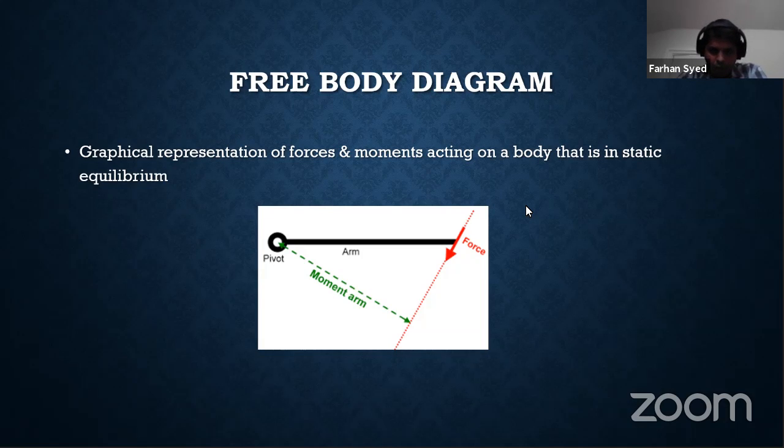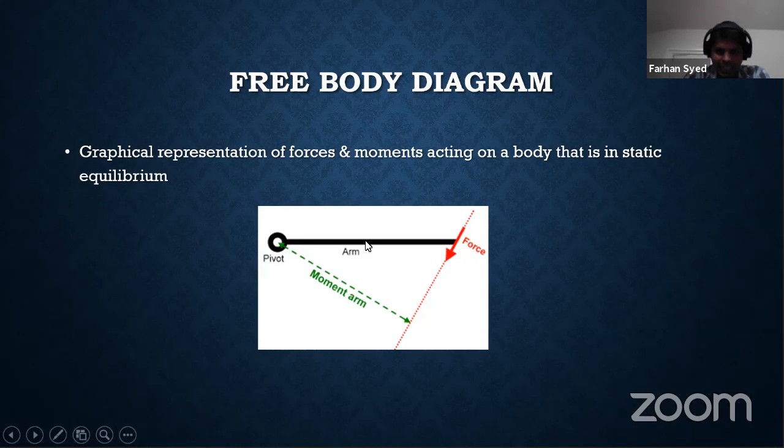The reason for putting this picture is to understand the concept of torque. Torque is a force which has a moment arm so that it produces rotatory movement. Using my cursor, I'm showing you the pivot for the force.